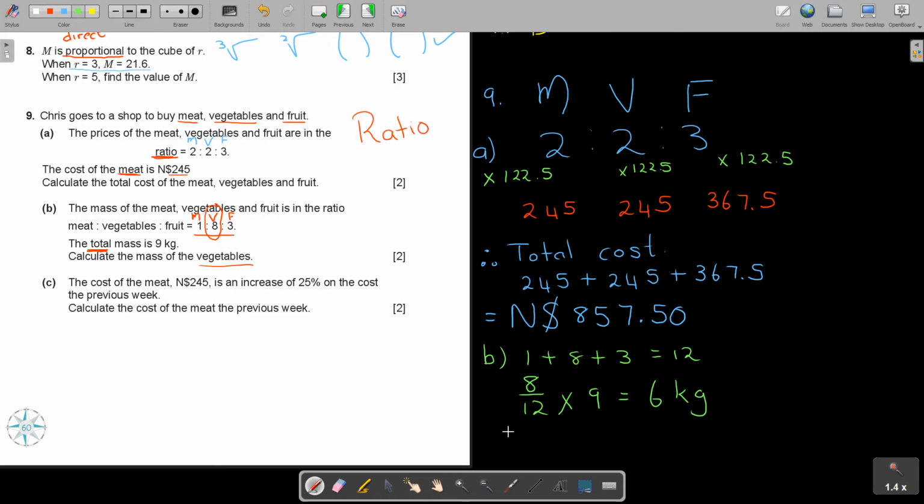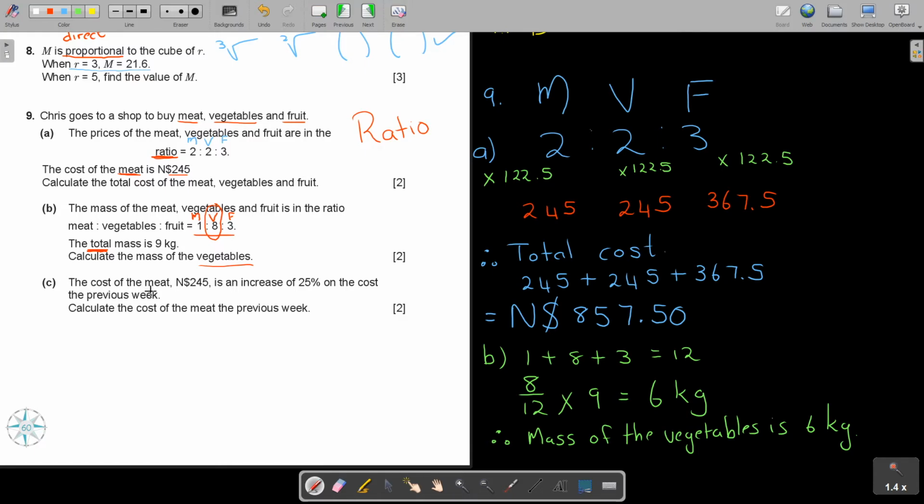And I always like it if people end up 9. So therefore, mass of the vegetables is 6 kilograms. And that's the end. Okay. And now the last question. It's not to say that this whole question is about ratio, because it's A, B, and C. It's almost like 3 different questions. So let's read the question and then we decide.